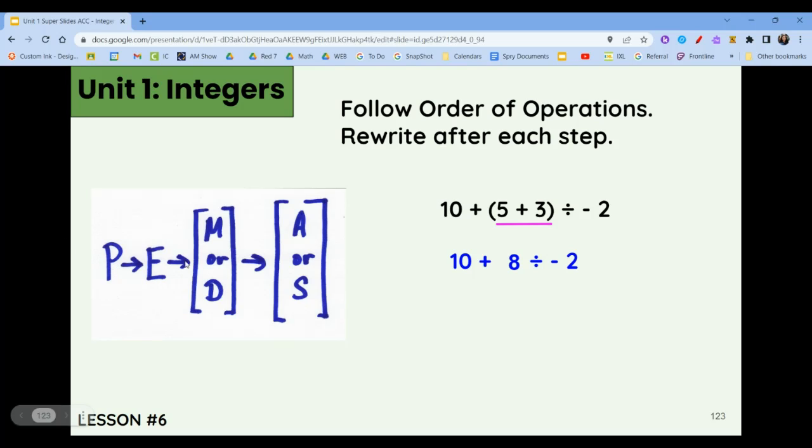All right, are there any exponents? No. Is there any multiplication or division? Yes, there's division. So I would do 8 divided by -2. Those signs do not match. So that's going to be -4, and I have 10 plus -4. But now I have double signs. These double signs don't match, so this is really 10 minus 4, which we know is 6.